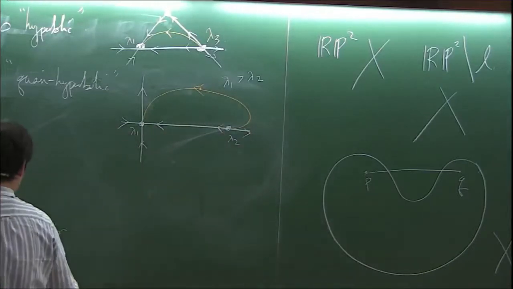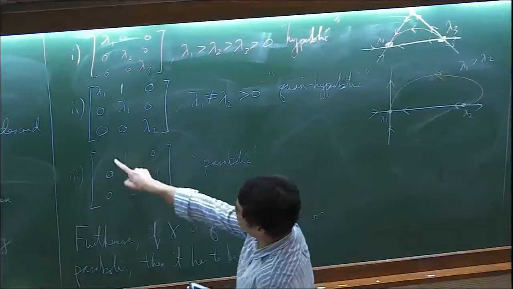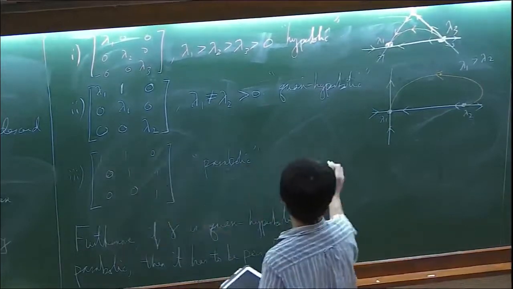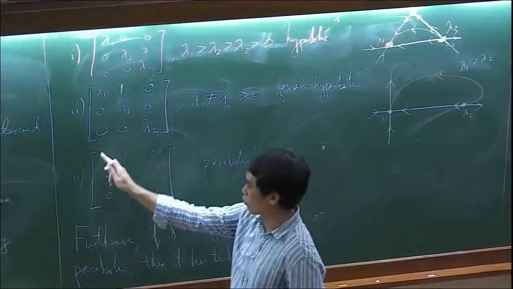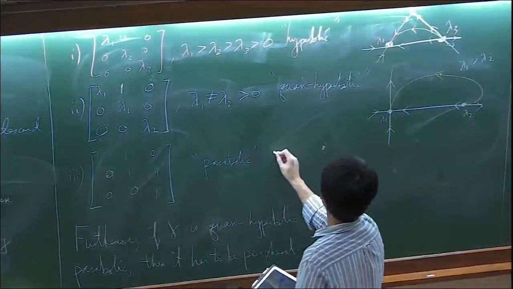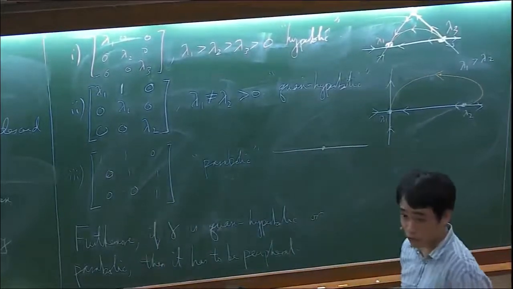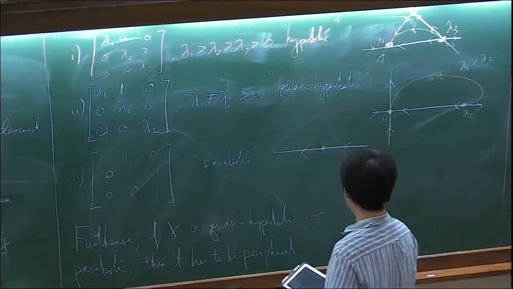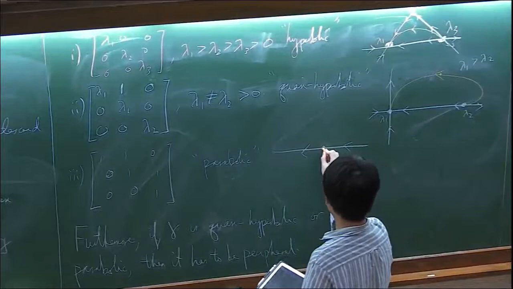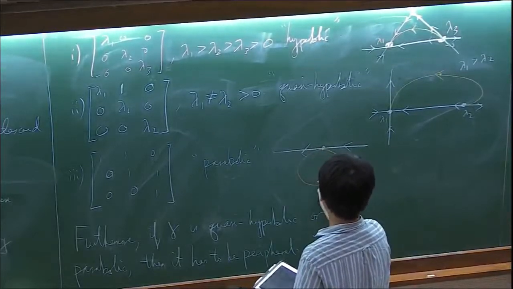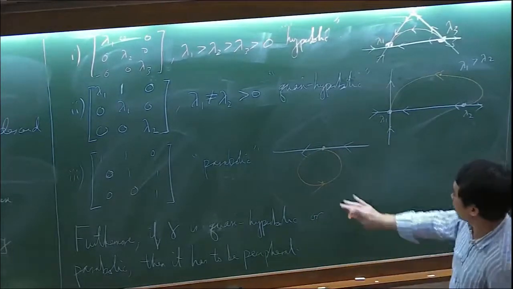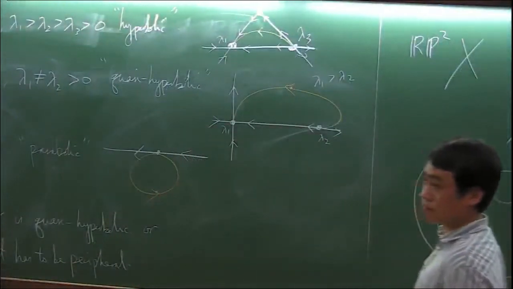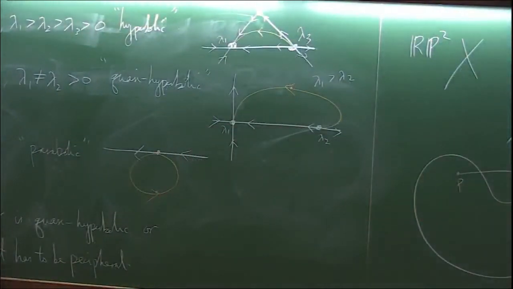Okay? And the final type is parabolic. In this case, you only have one fixed point corresponding to the first vector. Okay? And then you have a fixed line corresponding to the span of the first two vectors. Okay, and this is the only fixed data of this element. And then the dynamics is something like this. You pick a generic point in the space, okay, the orbit looks something like this. Okay? So these are the only kinds of things that can show up as holonomies of a convex projective structure.